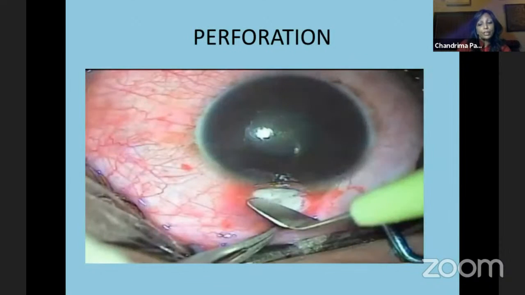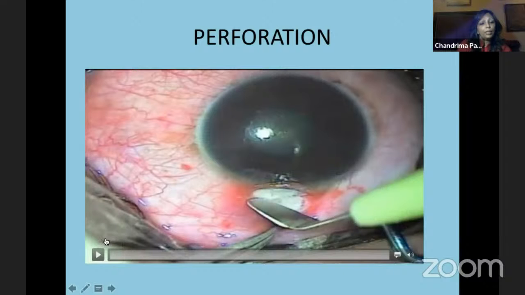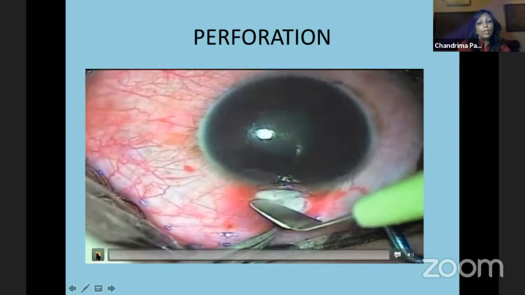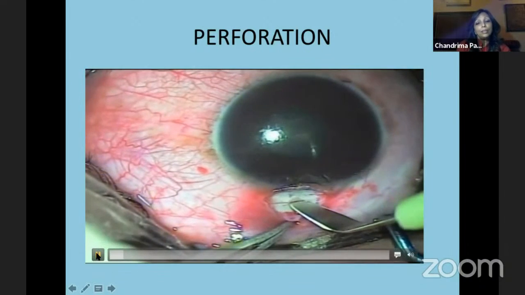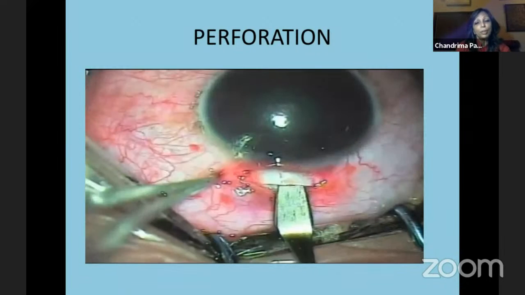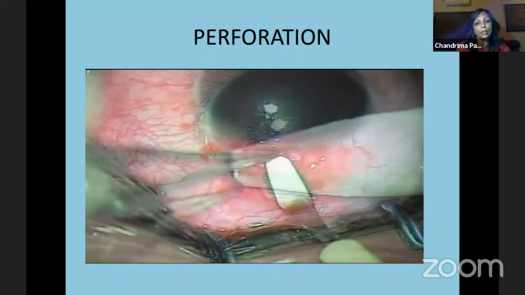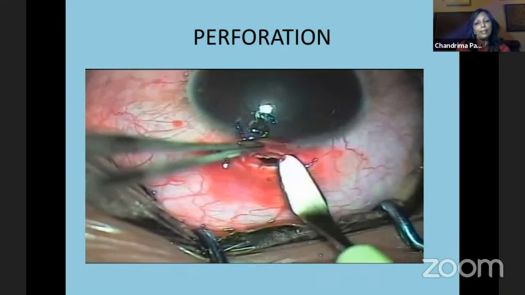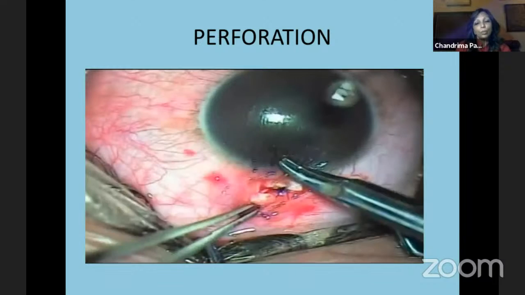And this is one of the dreaded complications that can happen. It happened to me while doing a live surgery. Look at that. This was a myopic eye, and I didn't see the patient before surgery because it was at a workshop. And look what I do. The sclera was relatively thin, and there it goes. So again, not to panic.